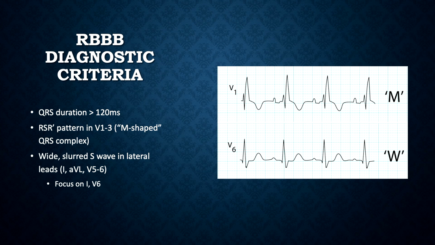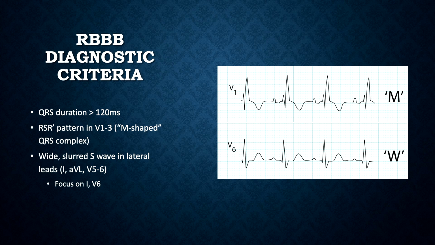So lead V1, you've got the rabbit ears, right? It's M-shaped, it's upright. That is your classic right bundle branch block look. You may sometimes not have complete rabbit ears, just be aware of that. There are some variants of it, but that's your pretty pathognomonic picture of a right bundle.